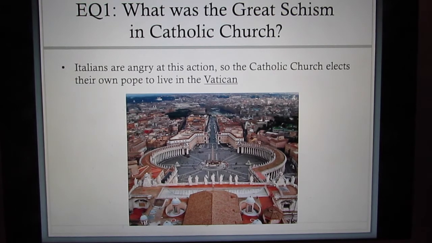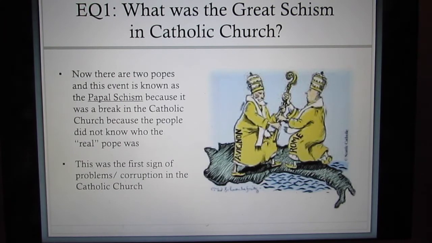So now the Italians are angry, and at the same time, the Catholic Church was selecting their own pope to live in the Vatican. So now there are two popes. Europe has two popes, and this event is called the Papal Schism because it was a break in the Catholic Church. Countries had to give their allegiance to one of these popes, causing confusion amongst the people as to who the real pope was. This was one of the first signs of corruption in the Catholic Church.